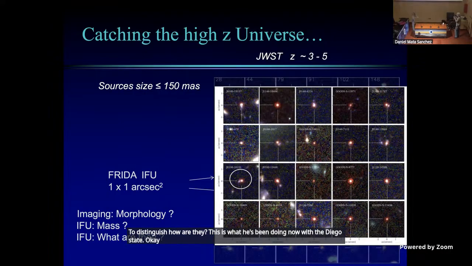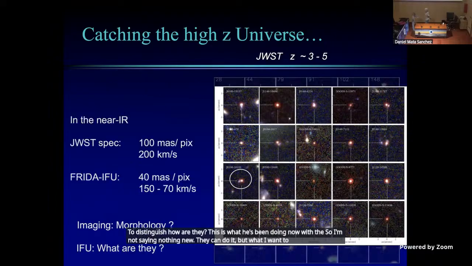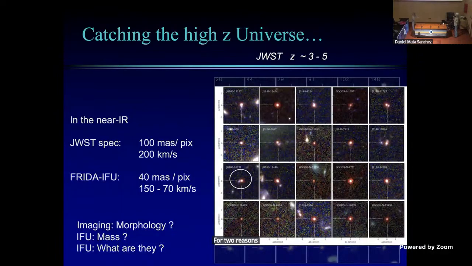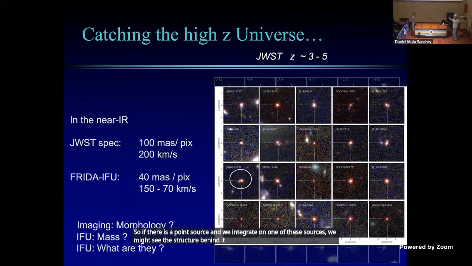So I'm not saying anything new, they can do it, but what I want to emphasize is that we can do it at least as competitively or even better, for two reasons. First, the angular resolution. Our angular resolution is a bit better, but not that much, about 60%. But it's the pixel scale. Their pixel scale is 100 milliarcseconds, but we go to 40. So if there is a point source and we integrate on one of these sources, we might see perhaps the structure behind. So we have the chance to do it.